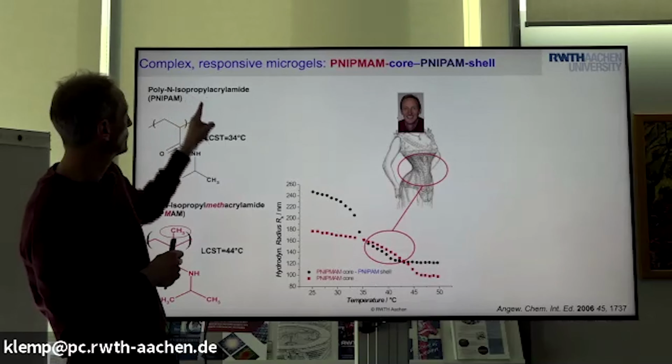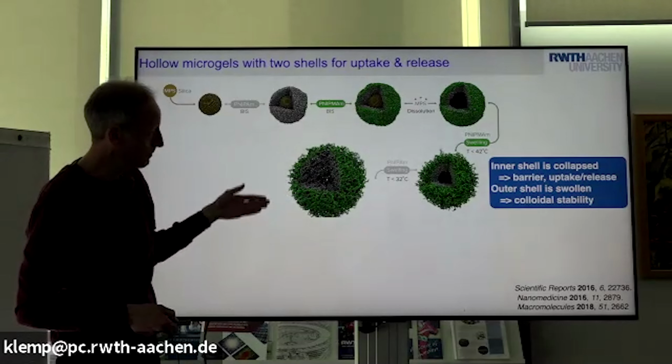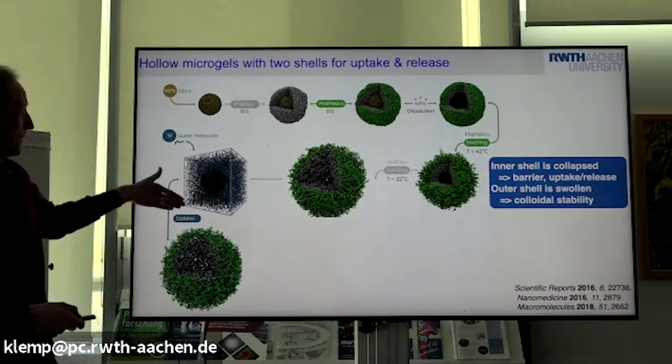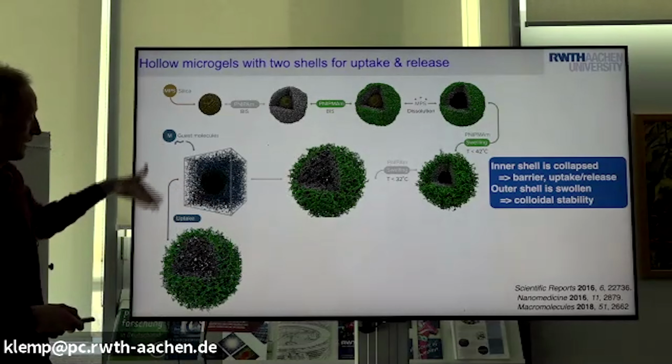Could be a barrier for uptake and release applications. And the outer shell would be swollen, providing colloidal stability. Yeah? And now we can also go further down with the temperature. We would swell the inner part. Then we could use this for uptake and release. So you can imagine that it works.